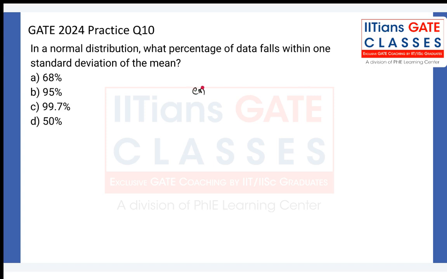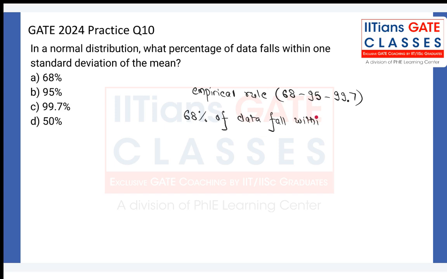The empirical rule says, it's also called the 68, 95, 99.7% rule. What it means is 68 percent of data falls within one standard deviation of the mean. So here is the answer.